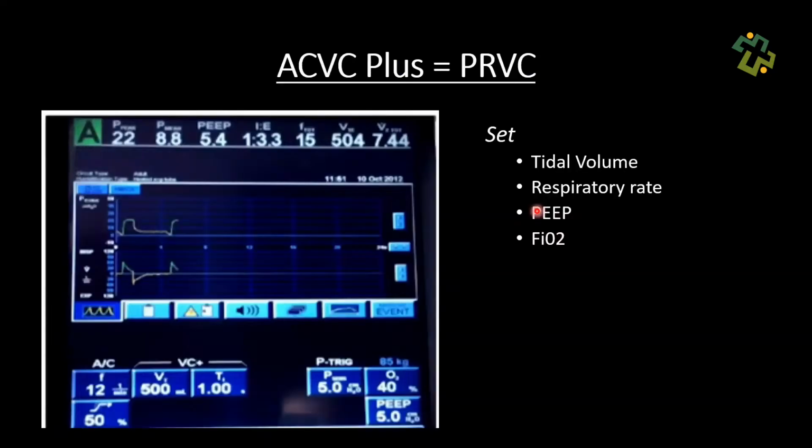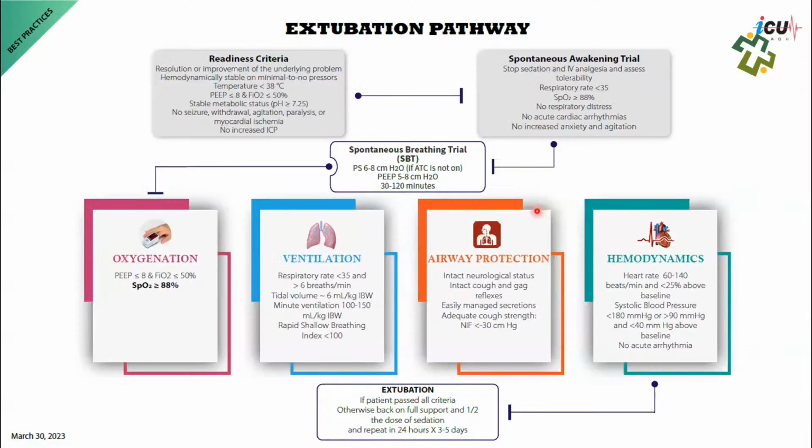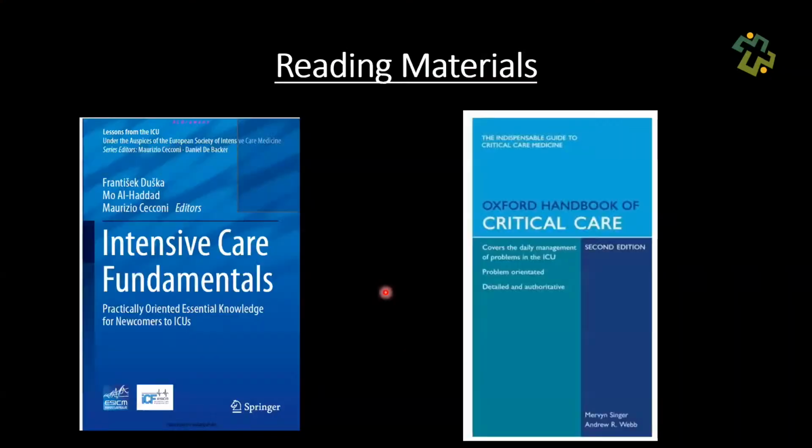Okay, and then I'll take you through some examples of vent settings and some beautiful, beautiful algorithms. So this is the algorithm when considering extubation. What do you want to check for? What are the readiness criteria? What does a spontaneous breathing trial entail? How do we go about carrying this out?